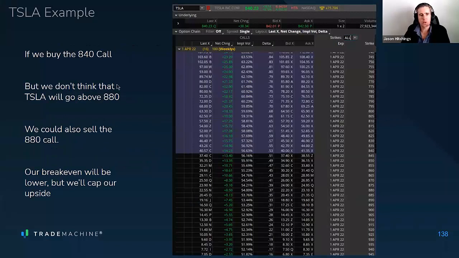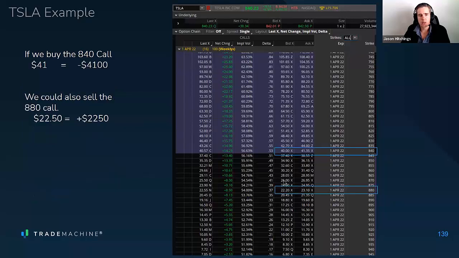Let's say that we don't think Tesla is going to go above 880 by the 1st of April. So we're going to buy the 840 call, the current at the money call, and we're going to sell the 880 call. So we're going to give up everything above 880, but we'll have this range where we can make some money. We buy this for about $41. We're going to sell this.